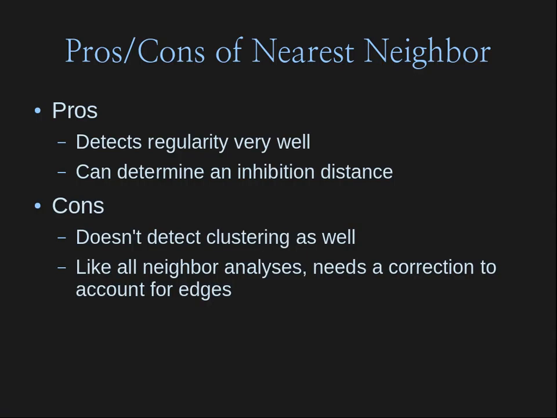The cons of this is that it does detect clustering, because again, if they're clustered, you're going to get that distance going shorter and shorter, but it doesn't necessarily do it great. Actually, it turns out that some of the quadrat tests are a little bit more robust at detecting clustering. It can do it, but it's not the best for doing it. And then here's the other thing: like all neighborhood analyses, it needs a correction to account for edges. Edges screw up neighborhood analyses.